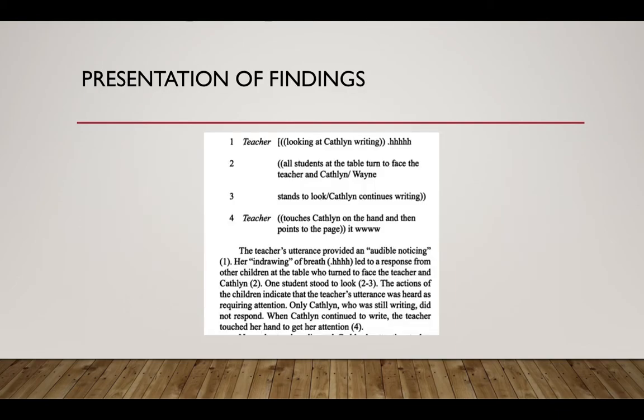The presentation of the findings are seen here. The researcher has noted 4 lines, including the interaction being done and the words that are said. After approximately 4 lines, the researcher discusses her specific detailed interpretation of the conversation that she had the chance to see in person.